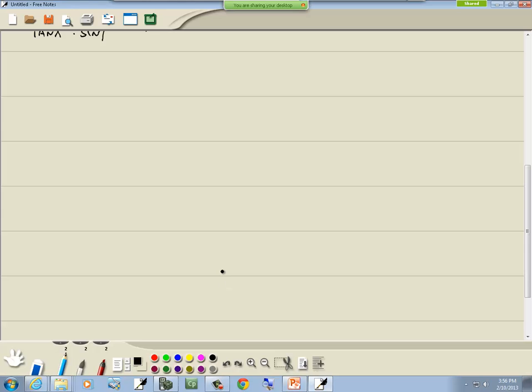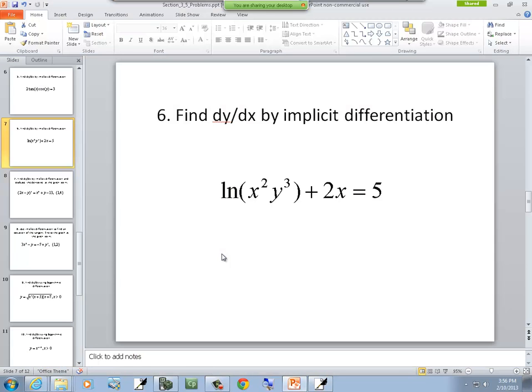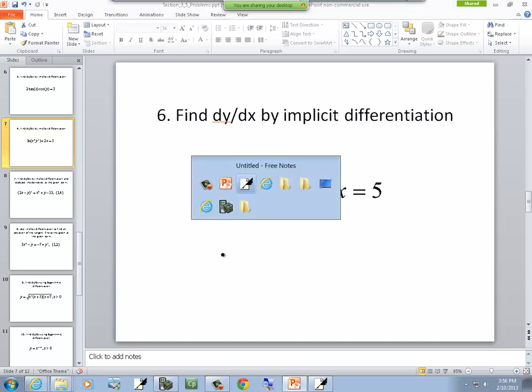No, look at this one. Do I have room? Yeah, probably. I probably have room.